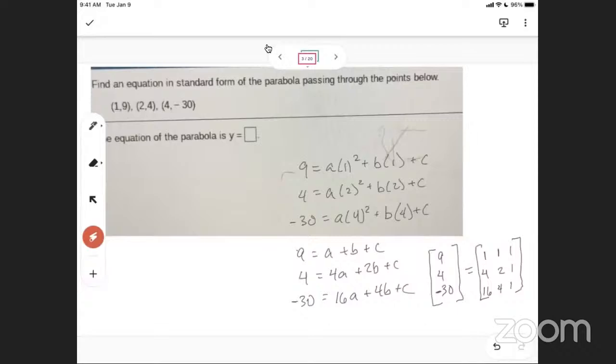Not the what did you get? 1, 1, 1, 1. Oh, yeah, now I do. 4, 2, 1, 16, 4, 1. Yeah, I get it. So those are called coefficients. That's called the coefficient matrix. And then this over here is A, B, C.